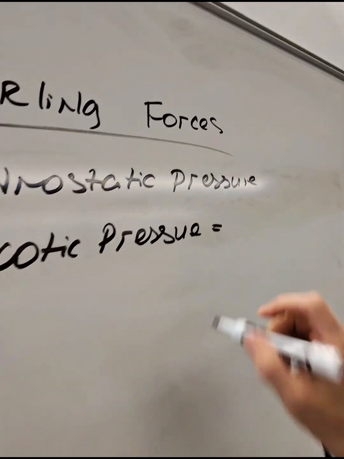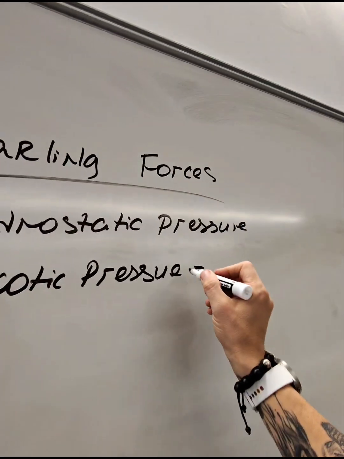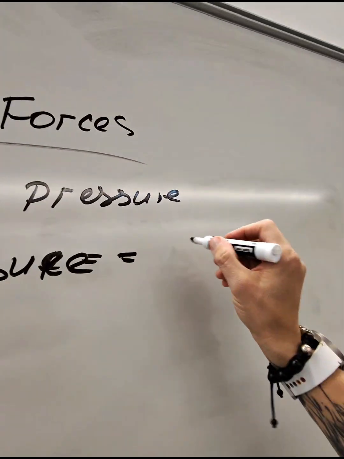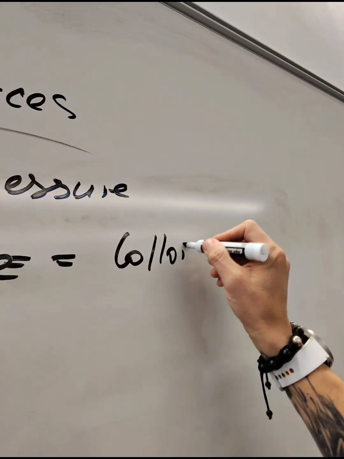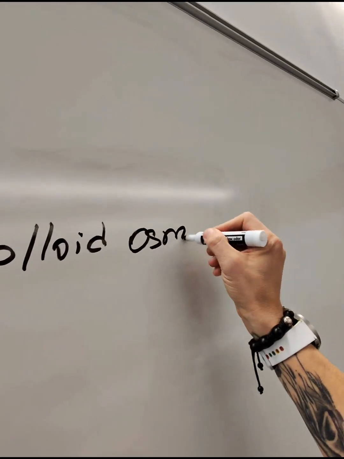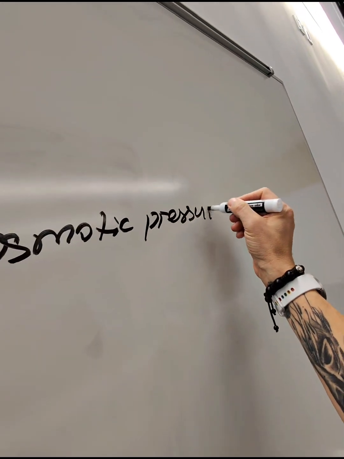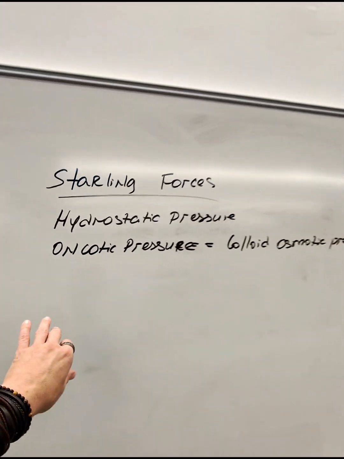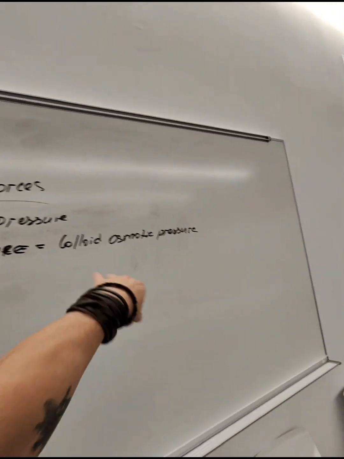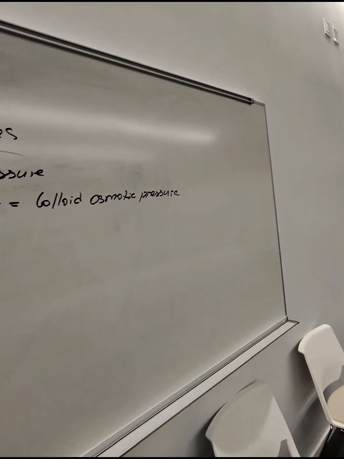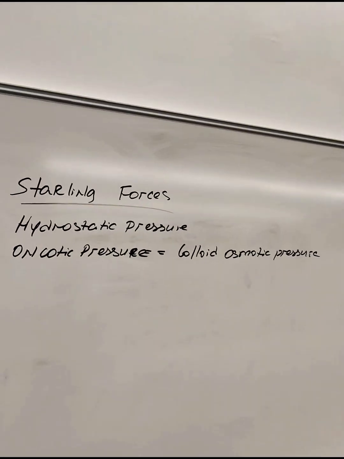Oncotic pressure equals colloid osmotic pressure, meaning that we can use the term oncotic pressure or we can use the term colloid pressure or osmotic pressure. It's pretty much the same thing.